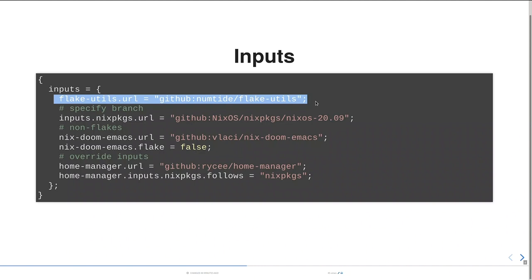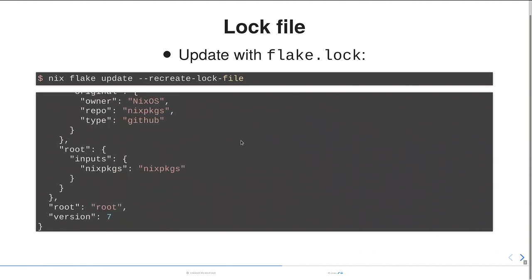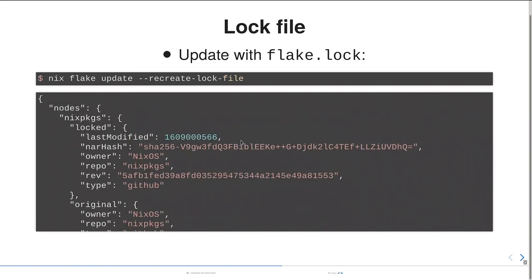This way you can flatten the dependency tree a bit, so you can avoid having different versions of packages or flakes that you don't want to have in a different version. So this was the software inputs. When you have defined your inputs, you can say, for example, flake update --recreate-lock-file, and this will create this lock file, flake.lock.